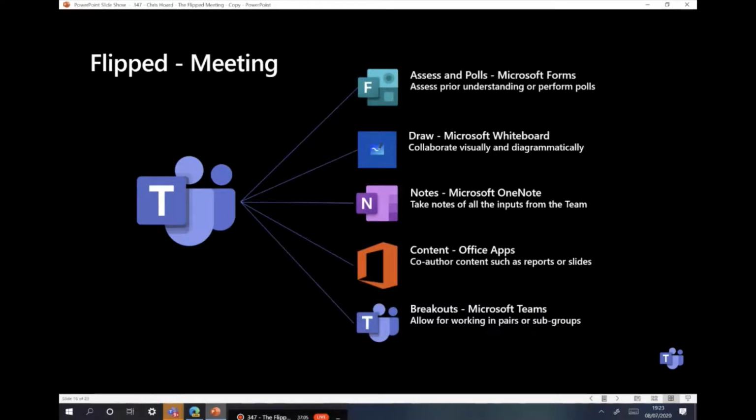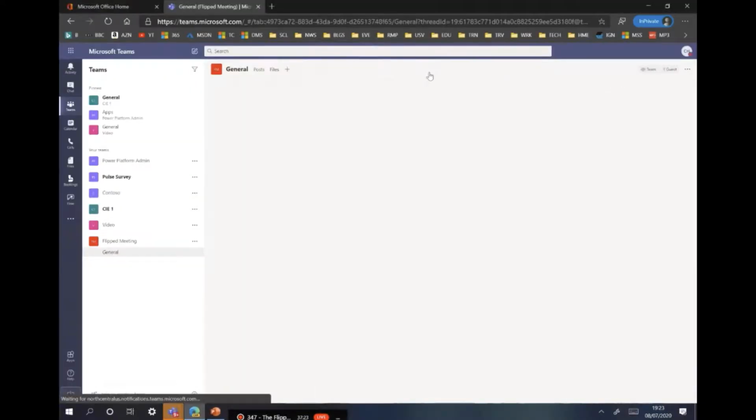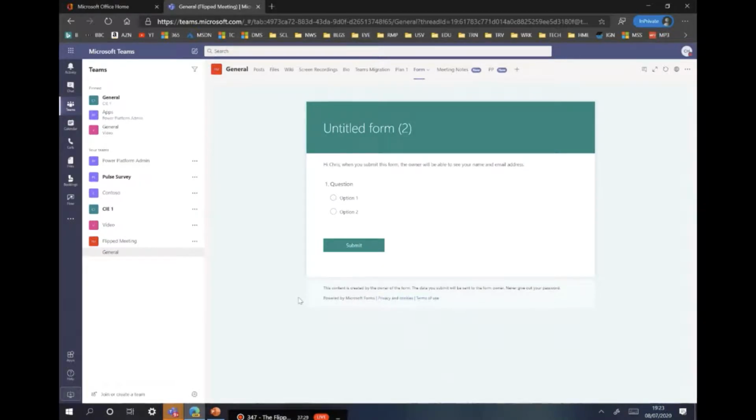During that second act, during the meeting itself, again, we can use all of the applications within Microsoft Teams whilst the team are collaborating together. We can use polls or forms to assess the prior understanding or to be able to make decisions. So you can surface Microsoft Forms in Teams. Now this is literally a form that has just been created. I haven't added anything to this, but you can put your own questions for your attendees in here, or get them to create one and to be able to assess each other.